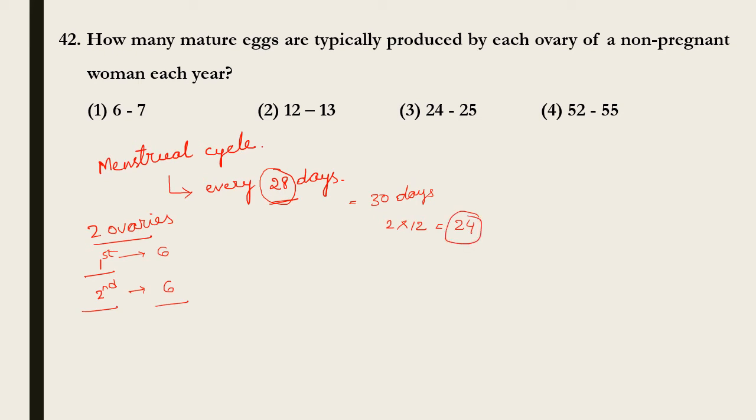So that's why the correct answer is 6 to 7 eggs or ova produced. Not exactly 6. It may sometimes become 7 because of this reason. If it takes place exactly in 28 days, every month 2 days are left, so 12 months into 2. You may have doubts, February has only 28 days. Then at least 22 days will be left. So approximately the number 6 is confirmed, but sometimes it may be 7 also. So each ovary produces 6 to 7 ova. So the correct answer is option 1.